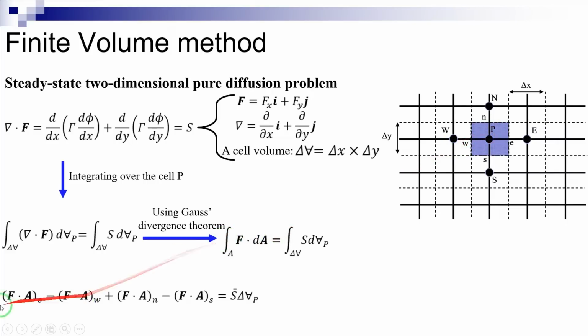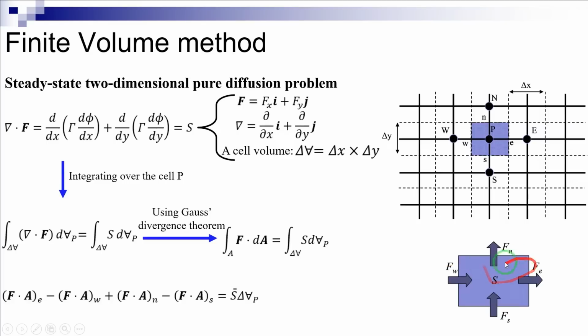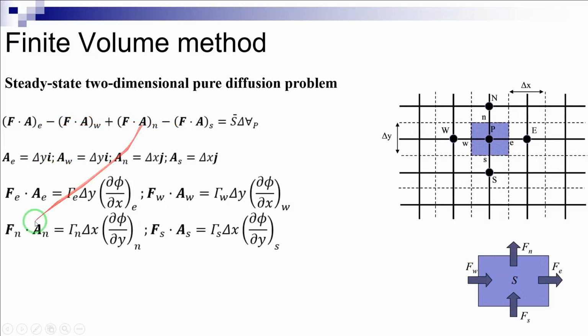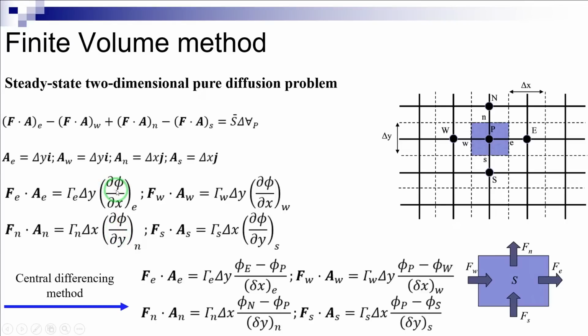This equation, according to this figure, indicates the balance between the fluxes in the control volume. As the areas of the control volume shown in this figure are as follows. Therefore, the flux is shown in this figure, and this equation can be calculated as follows. Assuming that the variable phi changes linearly across the control volume surfaces, the gradients presented in this equation can be estimated again by using the central differencing method.